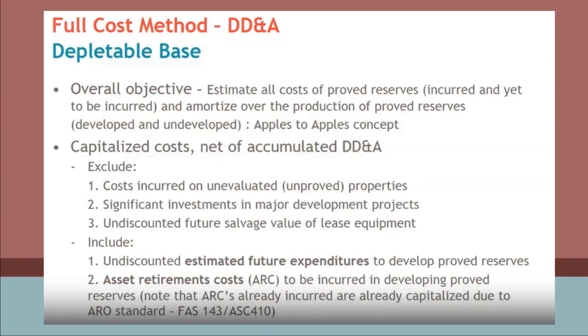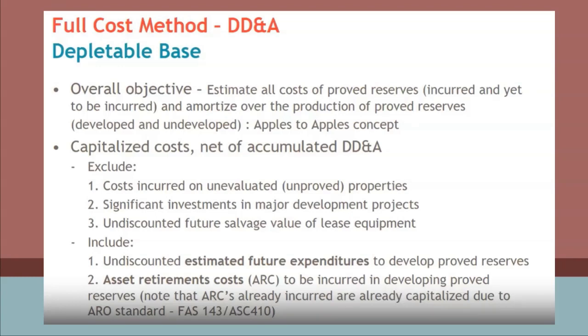So capitalized costs, we're going to talk about a few costs that you would specifically be excluding, and then a few costs that you want to make sure that you're including that maybe you didn't consider before. So what costs need to be included? We're going to touch on 3. So exclude costs incurred on unevaluated, unproved properties. We've already touched on that. We only want to be talking about proved reserves for this calculation.